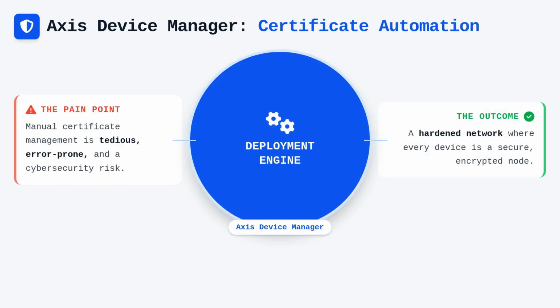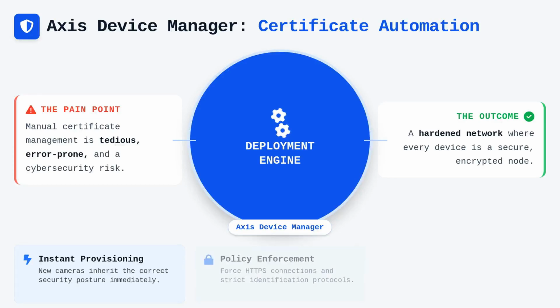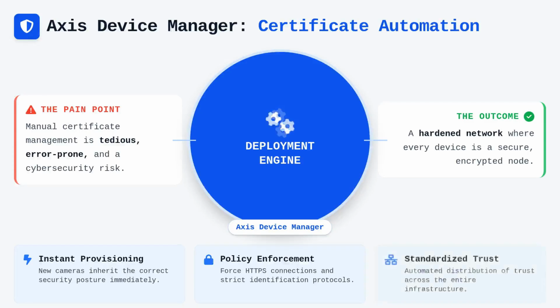You can enforce policies that require encrypted HTTPS connections or specific identification protocols, ensuring that your systems comply with organizational security requirements by default. By defining these policies within the management tool, you ensure that even newly installed cameras inherit the correct posture the moment they are provisioned on the network. This standardization is not merely about convenience. It is a fundamental pillar of maintaining a hardened network environment where every device acts as a secure node.